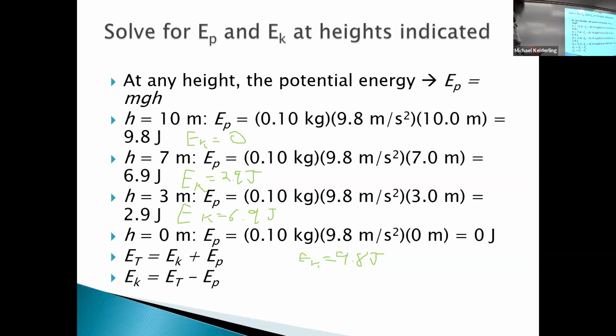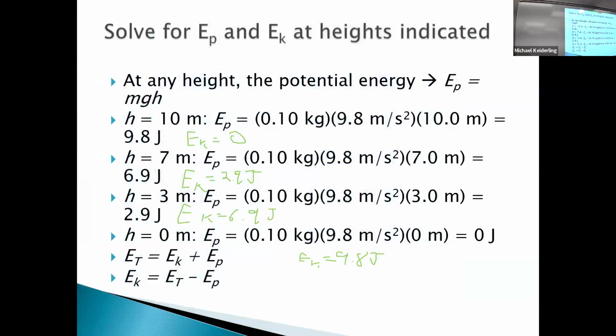At 3 meters, 0.1 kilograms times 9.8 meters per second squared times 3 meters is 2.9 joules. The remaining energy will be kinetic at 6.9 joules. And at 0 meters, it will be 0 joules of potential energy and thus 9.8 joules of kinetic energy. The total energy is kinetic energy plus potential, so the kinetic energy is total energy minus potential.